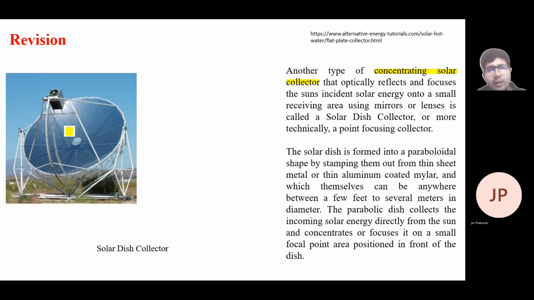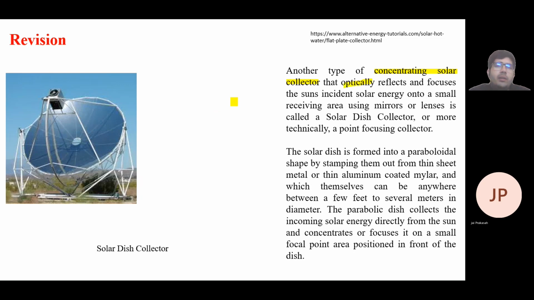So in this we are getting the same solar radiation, but now we have some mechanism. Using those mechanisms we are focusing the solar radiation to that particular point where we require the temperature. Okay, so the concentrating solar collector optically reflects and focuses.